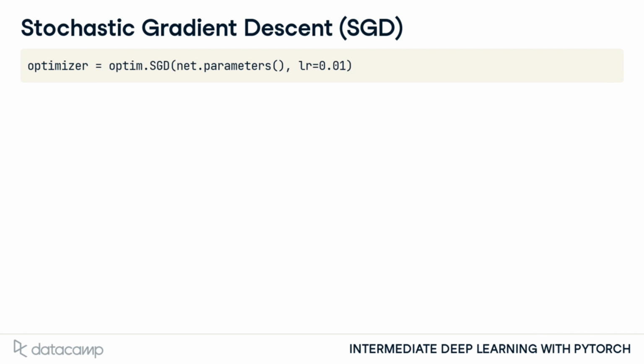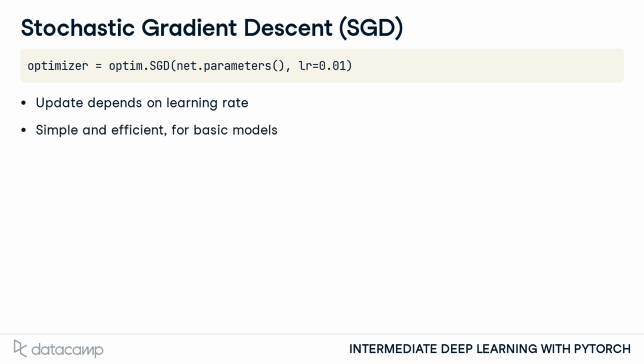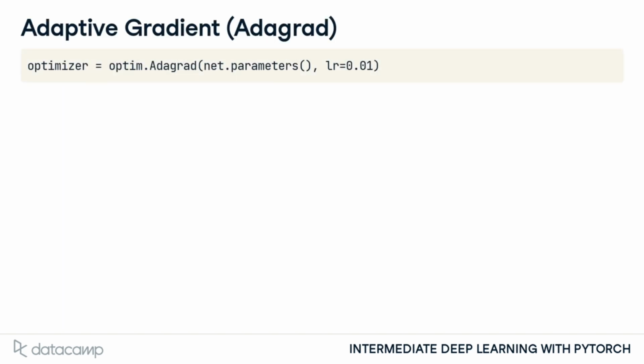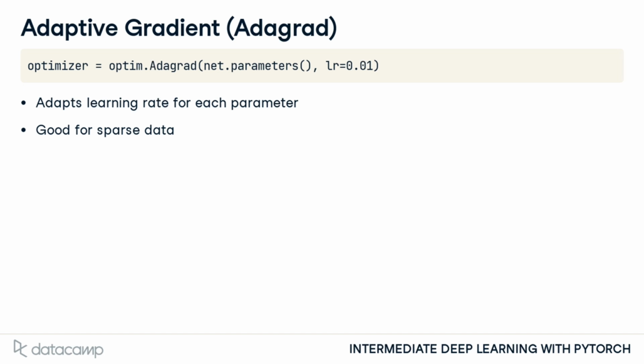In stochastic gradient descent, or SGD, the size of the parameter update depends only on the learning rate, a predefined hyperparameter. SGD is computationally efficient, but because of its simplicity, it's rarely used in practice. Using the same learning rate for each parameter cannot be optimal. Adaptive gradient, or ADAGRAD, improves on it by decreasing the learning rate during training for parameters that are infrequently updated. This makes it well suited for sparse data, that is, data in which some features are not often observed.